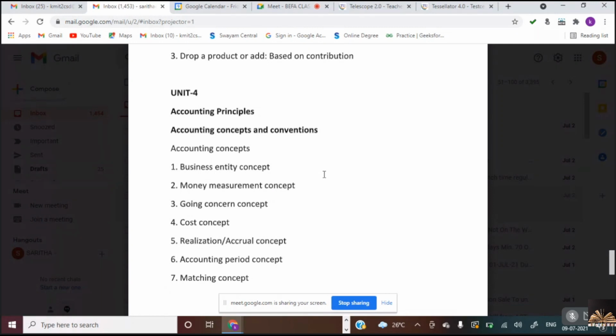Yes, ma'am. Now going to the third one, going concern concept. Here the business is started with the intention that it will never end in the near future. It will go on and go on. That is known as going concern concept. The assets are maintained in the same way, the liabilities are maintained in the same way, and even the business would be maintained in the same way, with the intention that the business would never end in the near future.